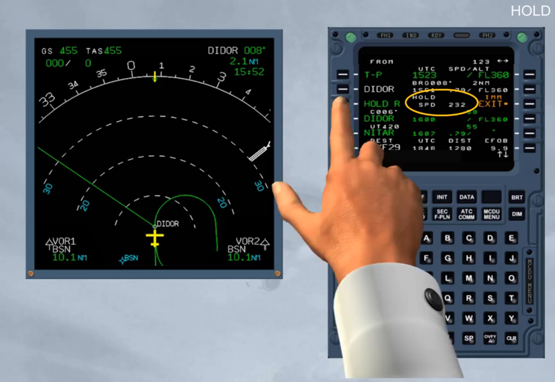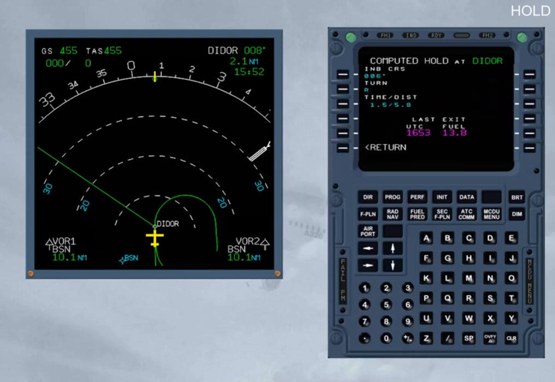The FMGC predicts the latest estimated time at which the aircraft must exit the holding pattern and the estimated amount of fuel so as to fly to destination according to fuel policy. Extra fuel equals 0.